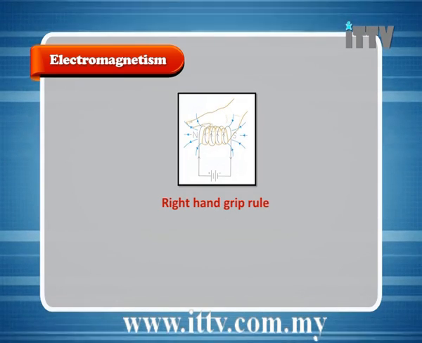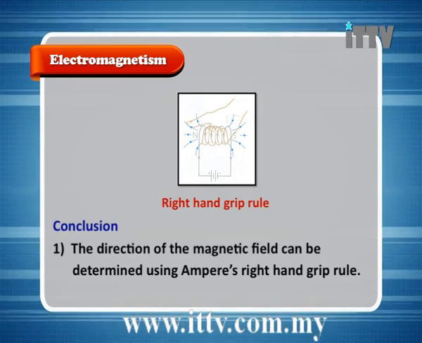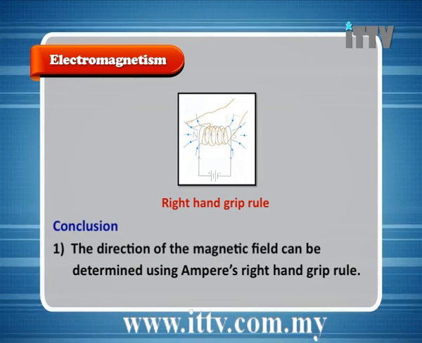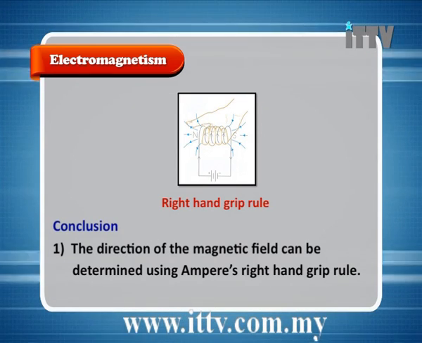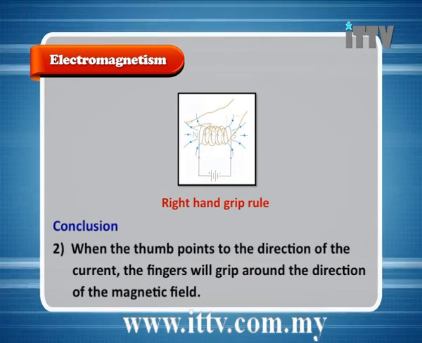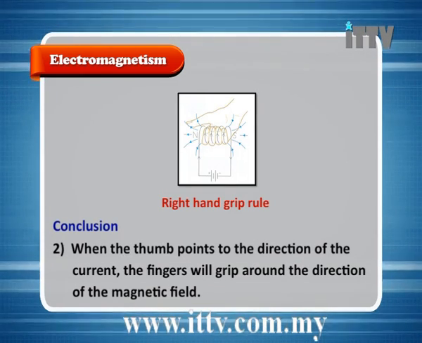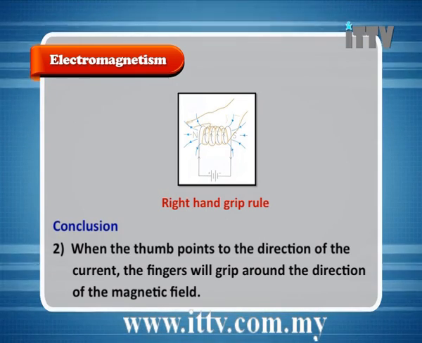Right-hand grip rule. Conclusion. The direction of the magnetic field can be determined using Ampere's right-hand grip rule. When the thumb points to the direction of the current, the fingers will grip around the direction of the magnetic field.